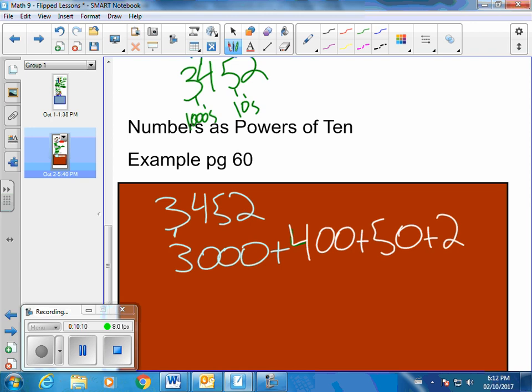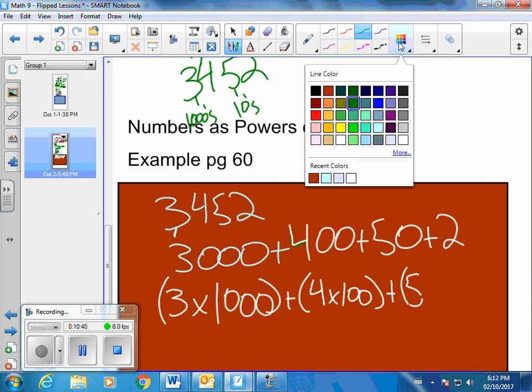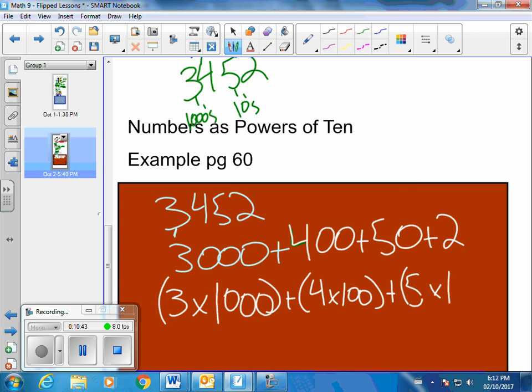Now those numbers are a lot easier to work with, using our fancy new powers of 10 skills that we just learned. So we can rewrite all of these in a standard form: 3 times 1,000 plus 4 times 100 plus 5 times 10 to the 1 plus 2.